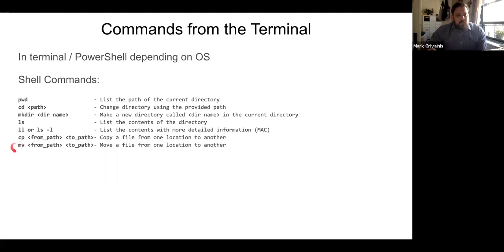cp will keep the original and make a new copy at the to path. mv moves the file, so it'll move it from where it is to a new path. This is much faster with large files because it doesn't actually copy anything. It just changes pointers on your hard drive. So as long as you're keeping the file on the same hard drive, this is instant. Copying will take a long time if the files are very big.